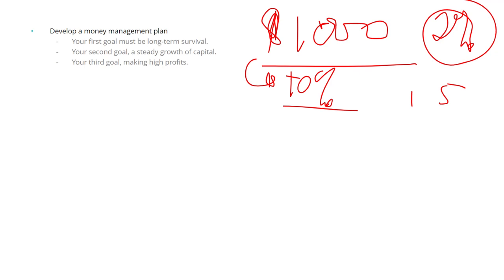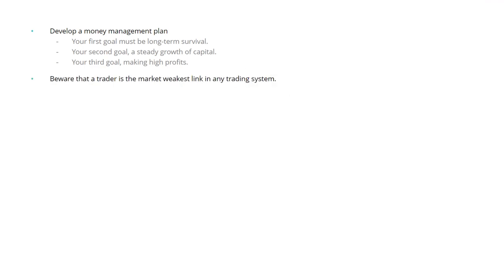Your third goal is to make high profits. As your account grows, so do your profits, your lot size and your risk as well. Let me remove this marking so you can see what I'm trying to say here. Beware that a trader in the market is the market's weakest link in any trading system. You are the weakest link because you're the one who is controlling everything.